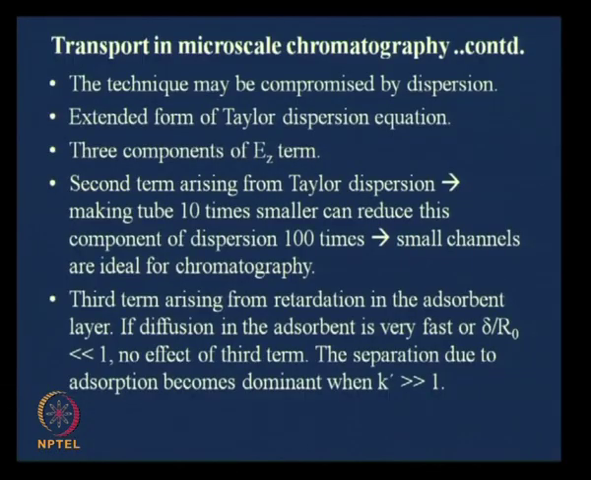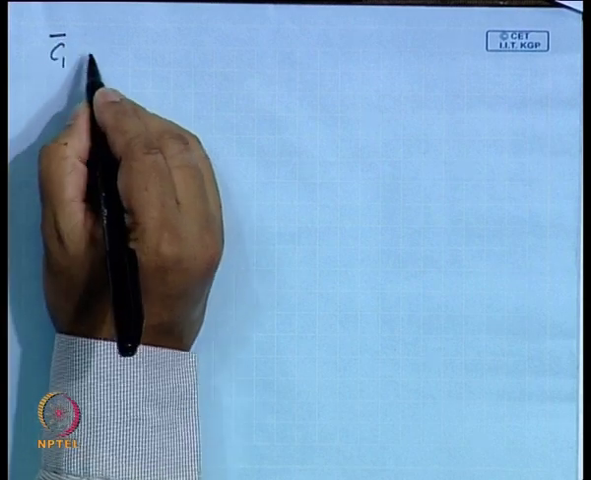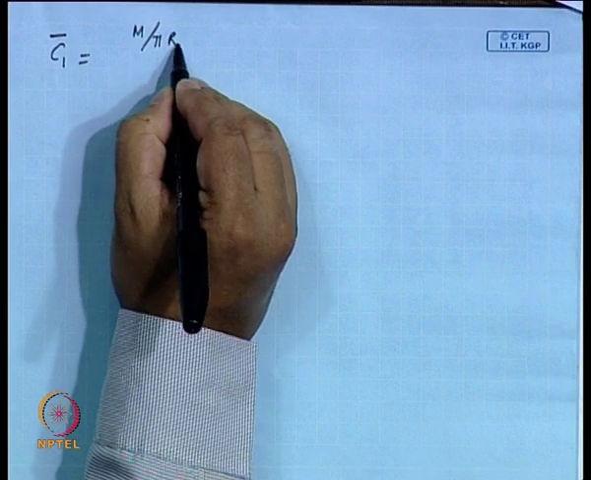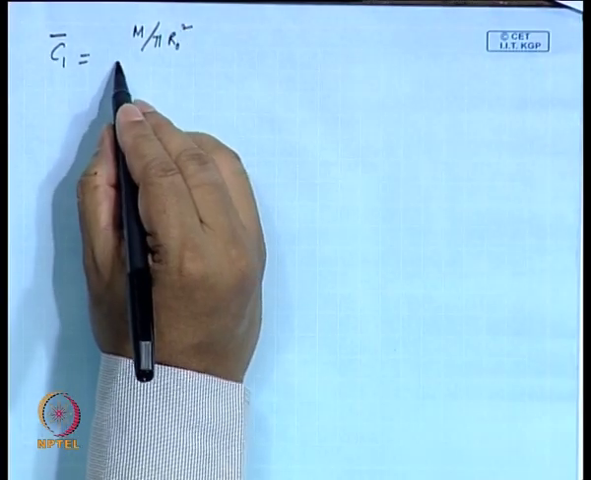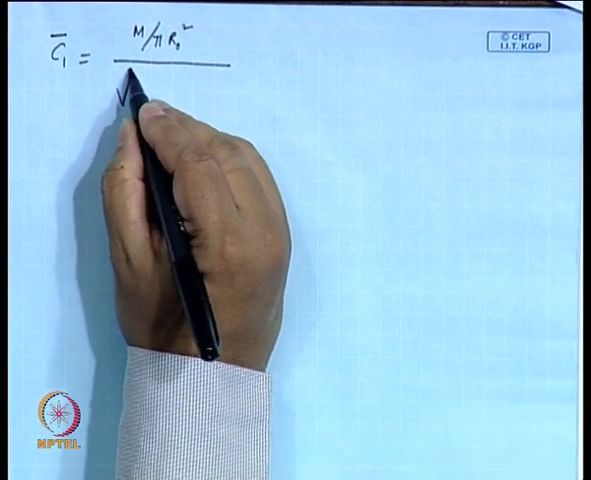Now, if I go back to the PowerPoint slide once again, I mentioned here that the extended form of the Taylor dispersion equation is used, with 3 components of the Ez term. What do we mean by this? What we write here is C 1 bar. What was the original equation? By now we have written it so many times, you should be able to write this without referring to any text.